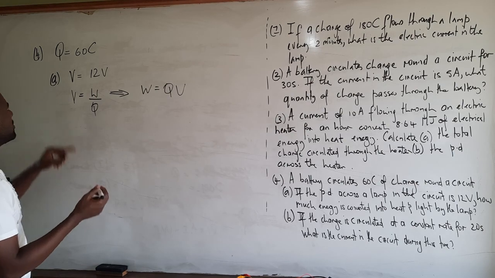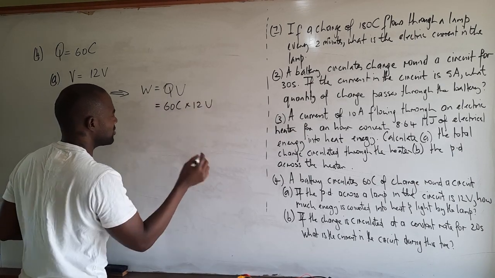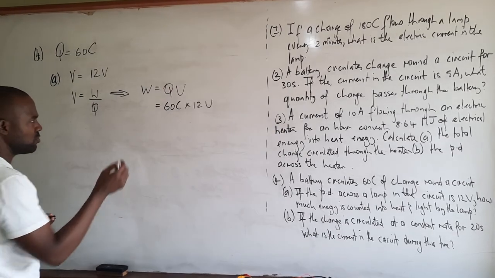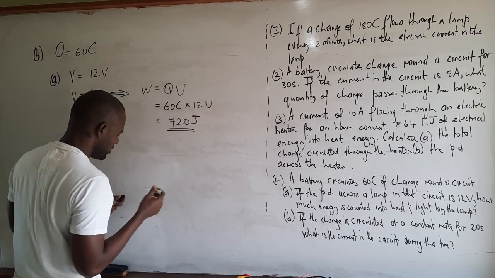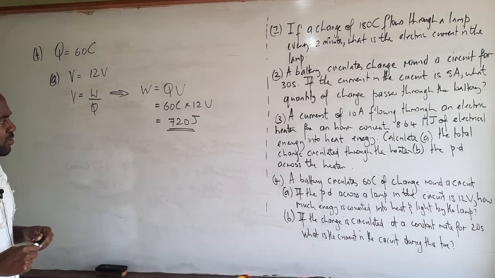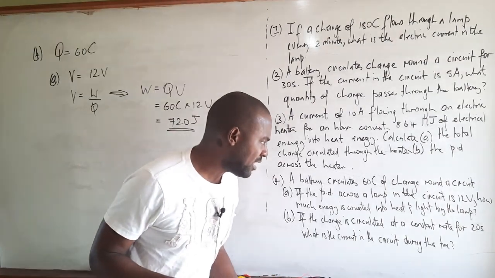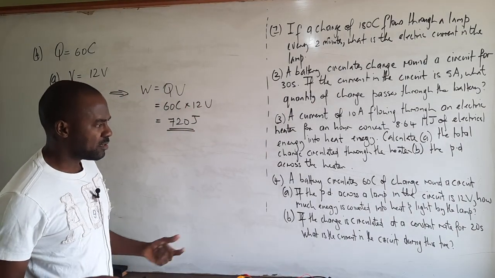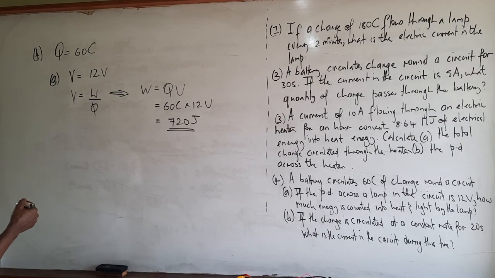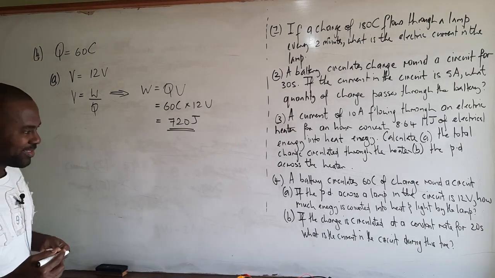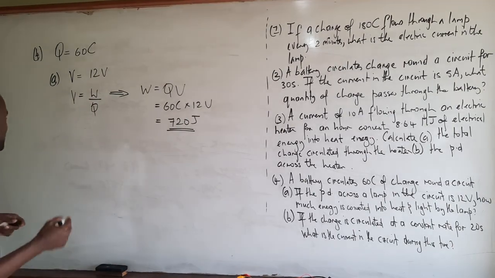So this gives us 60 coulombs times 12 volts, 6 12s, that's 72. So this gives us 720 joules. So this means that this lamp would have converted 720 joules of electrical energy into mainly light and heat. All right? So let's move on to part B of the question.